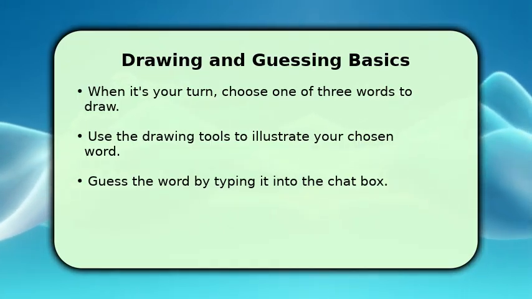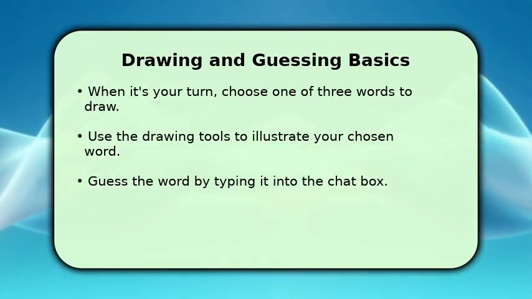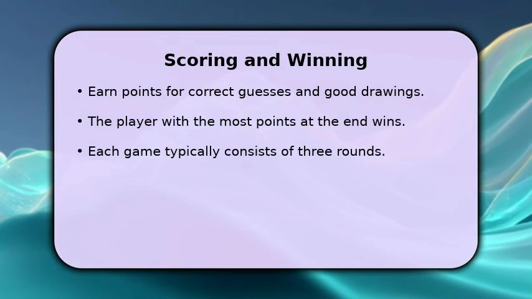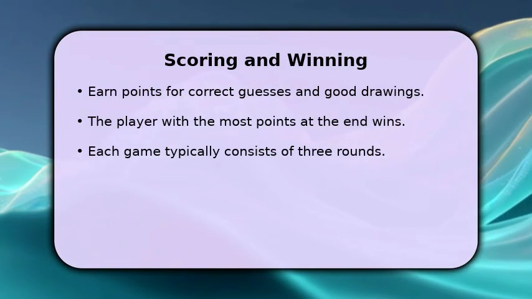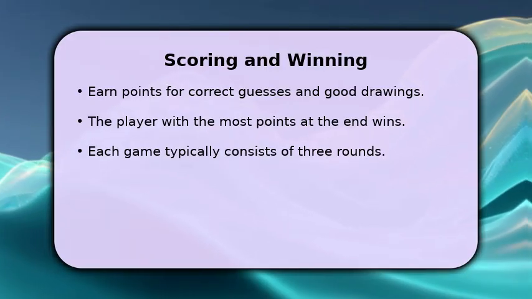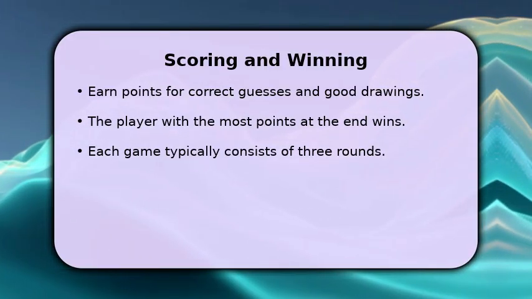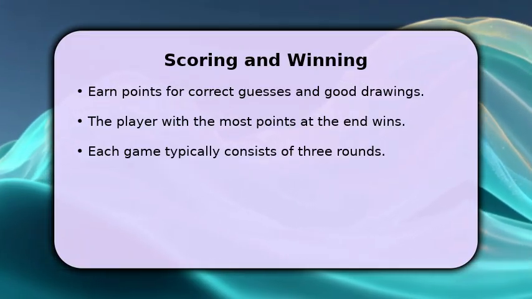Correct guesses earn you points, and the faster you guess, the more points you receive. Points are awarded for both drawing and guessing. When you guess correctly, you earn points, and the person who drew the word also gets points. The quicker you guess, the more points you accumulate.